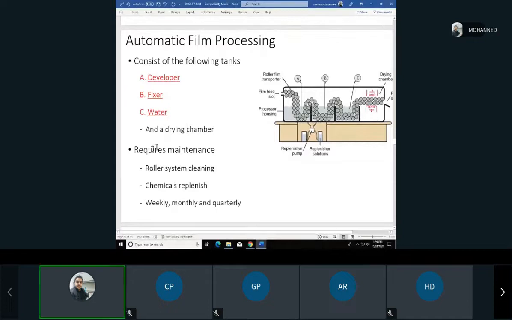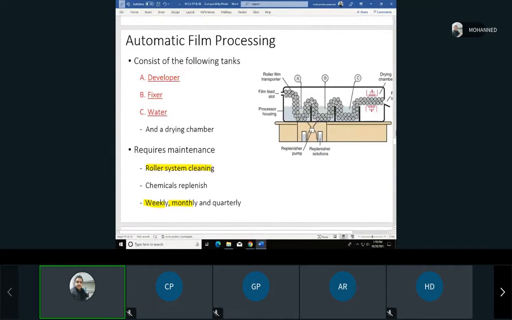As we said, we require maintenance. We have to clean it up, and we have to clean the roller systems, some of them weekly, monthly. You see here at the bottom, they have the replenishing solution and the pump. So we put the solutions on the bottom and it will replenish itself. But then every week or every month, we have to take these out and clean them up.